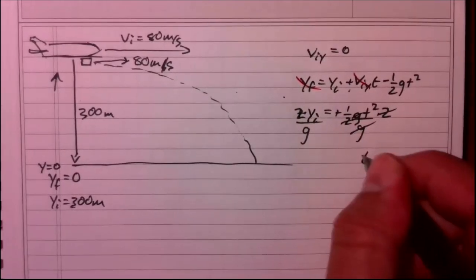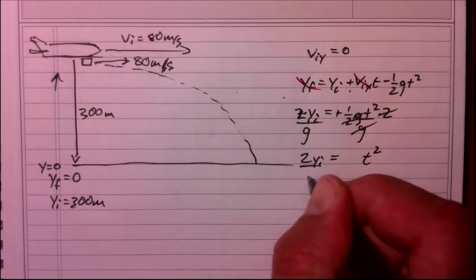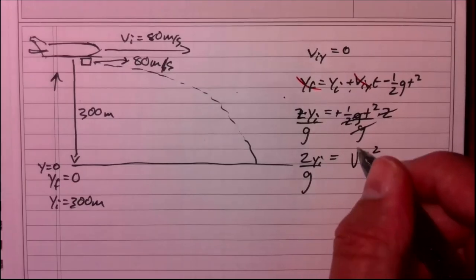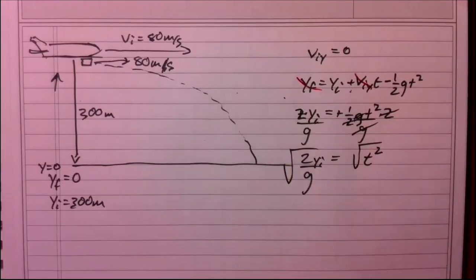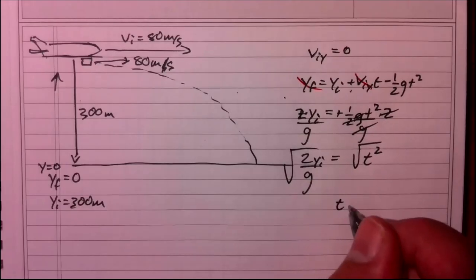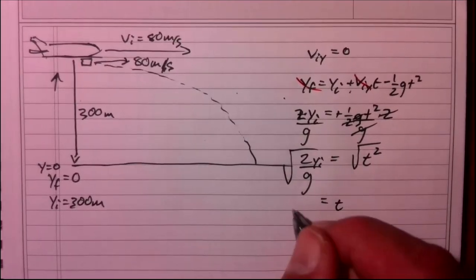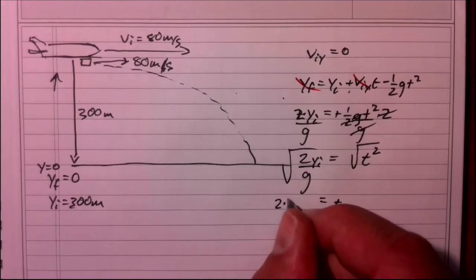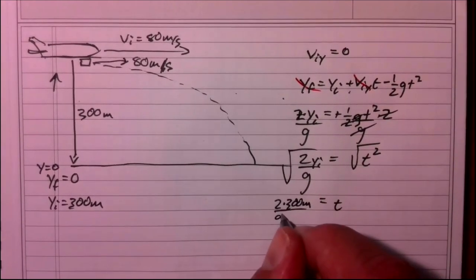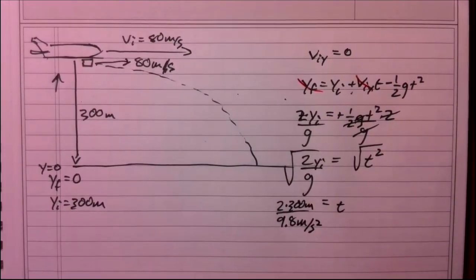And so now I have t squared equals 2yi divided by g. And so now I'm going to take the square root of both sides. I'll take the square root of that one and that one. And so now I get t is going to equal, because t squared, if I take the square root of that, is t, the square root of 2 times 300 meters divided by 9.8 meters per second squared.